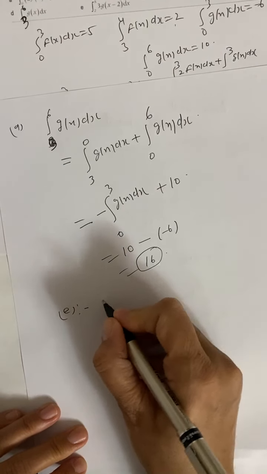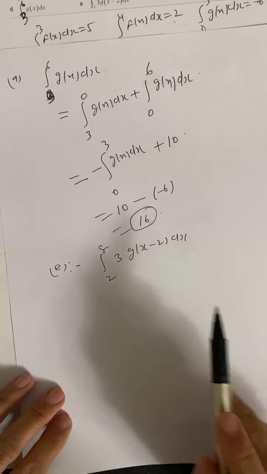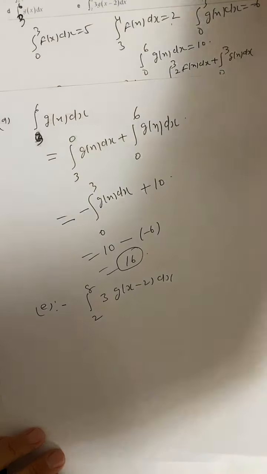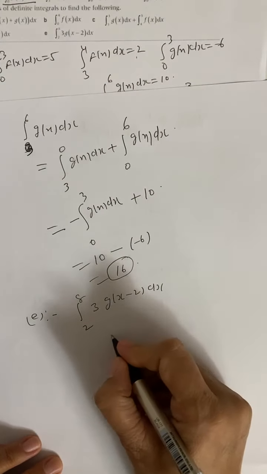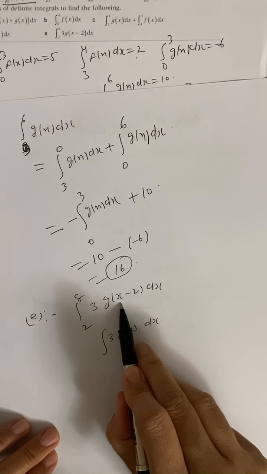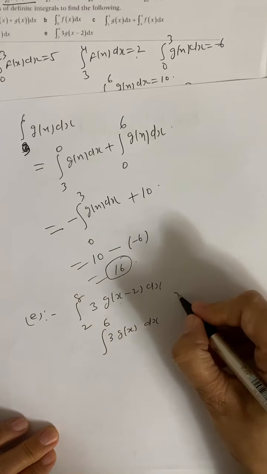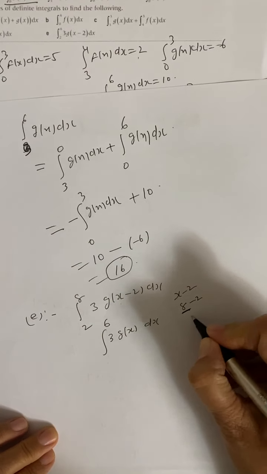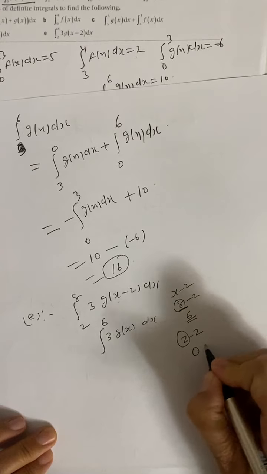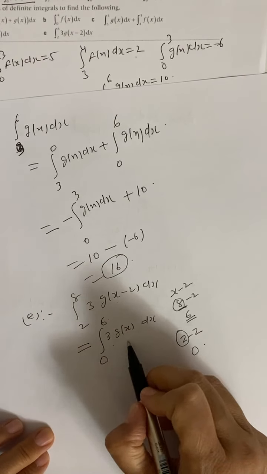Now the next one is, you need to find the integral from 2 to 8 of 3g(x minus 2) dx. This question is slightly different than what we did in the previous one. Now here, because the values are given for g(x), what we need to do here is change it into g(x). So if I want this as 3g(x) dx, what is going to be changed for the limits? If I substitute x is 8, 8 minus 2 gives me 6. So that means the upper limit has to be 6. When I substitute 2 minus 2, which is the lower limit, then I get 0, which means the integral from 2 to 8 of 3g(x minus 2) dx is the same as 0 to 6 of 3g(x) dx.